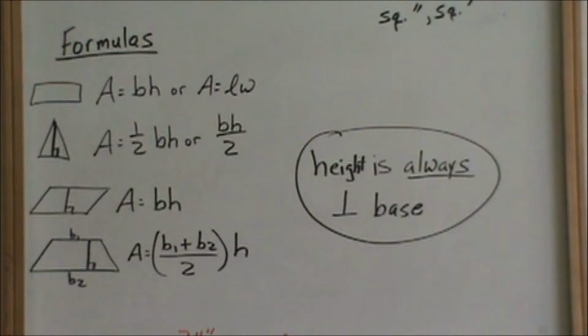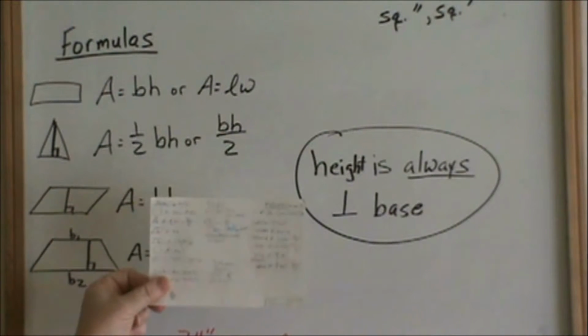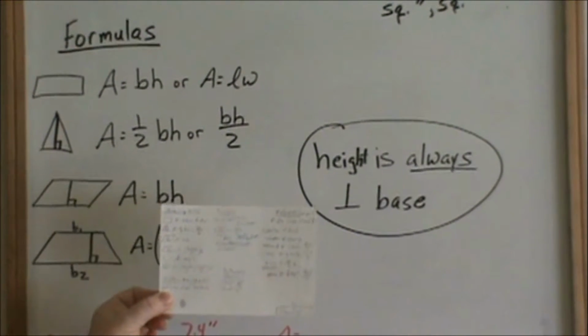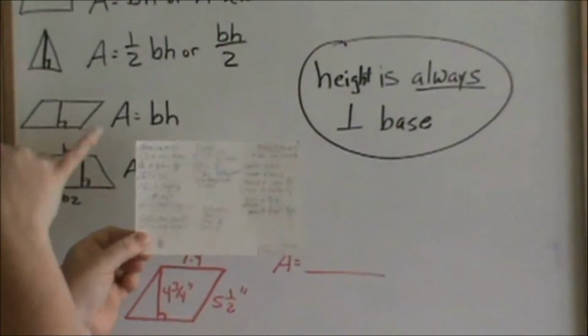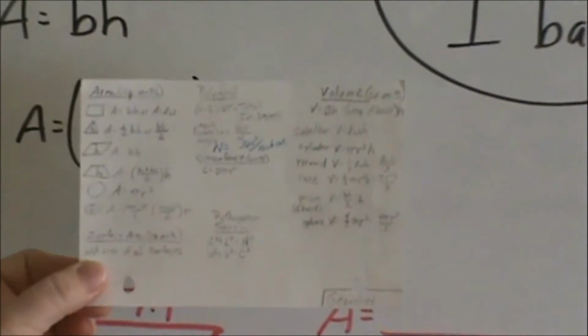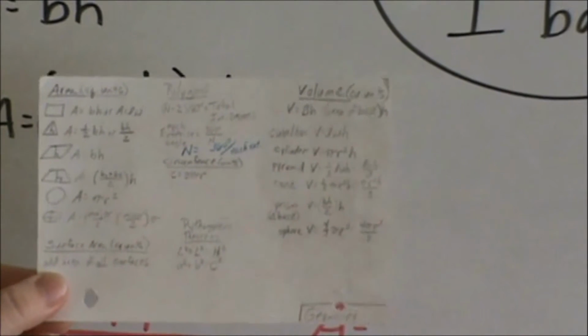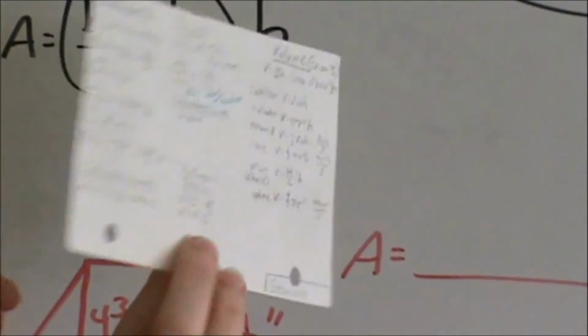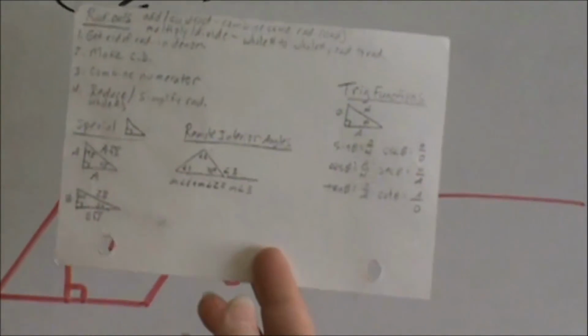My suggestion for these formulas, make yourself a little formula card like this. Just get a little 3x5 index card, write your formulas on here, draw yourself a picture of each one of those, and write your formula. I do recommend you write your formula every time you work a problem. When you write the formula, you will automatically memorize it. But if you want to make your little formula card so that you don't have to memorize these, my thoughts on formulas are you don't have to memorize them, you just need to understand how to use them.